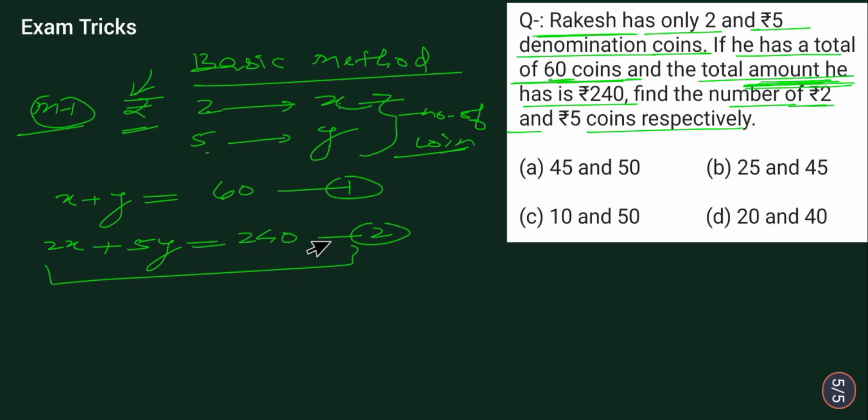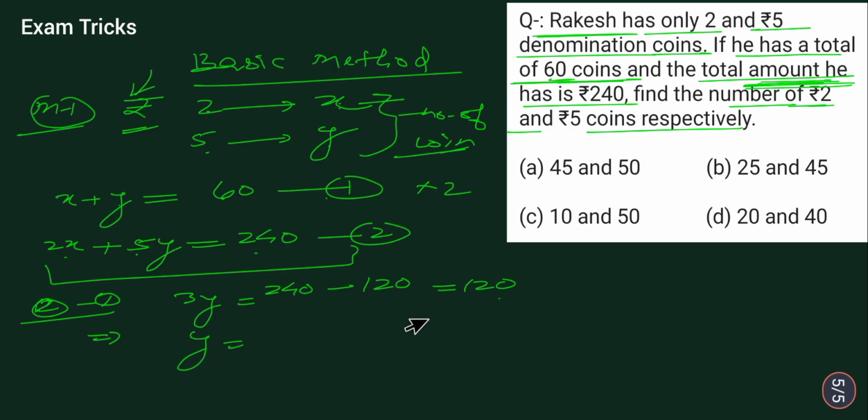You can solve the first and second equations and you will get the values of x and y. So multiply equation first by 2 and then take equation second minus equation first. So 2x minus 2x, that is 0x. 5y minus 2y, that is 3y, is equal to 240 minus 2 into 60, that is 120, is equal to 120. So you will get the value of y is equal to 120 divided by 3. It means it would be 40.